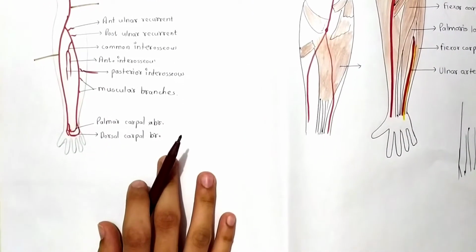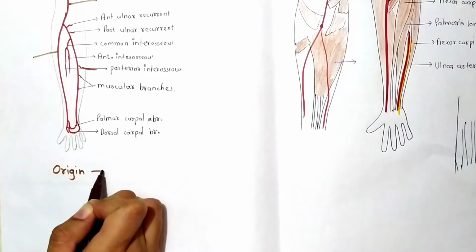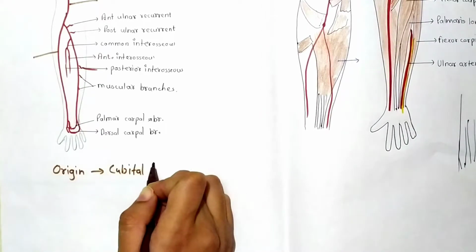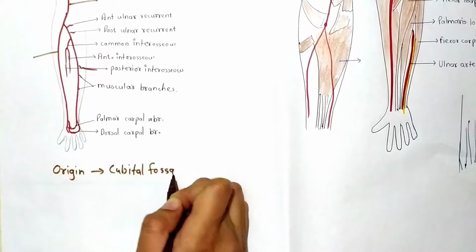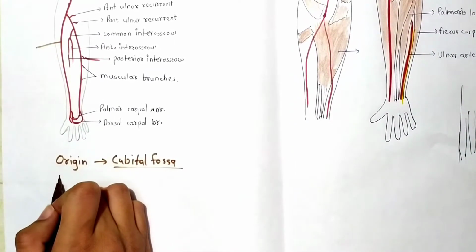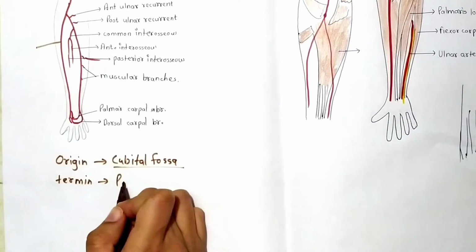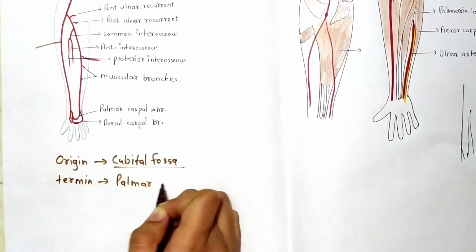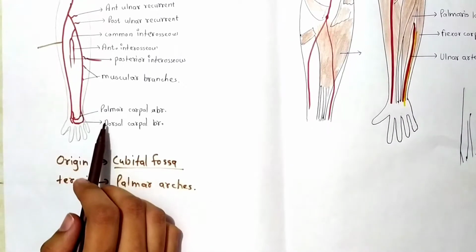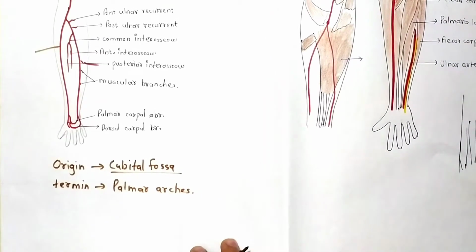So its origin is from the cubital fossa, which is present in the elbow region. Okay, we'll talk about it later. And termination is in the palmar arches. Okay, the two branches, which are palmar carpal and dorsal carpal, participate in the superficial and deep palmar arches.